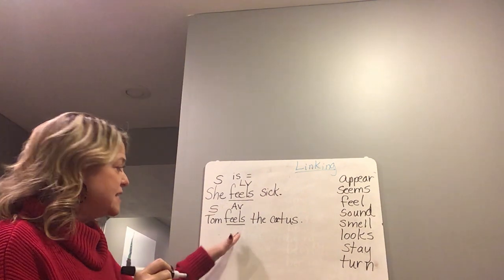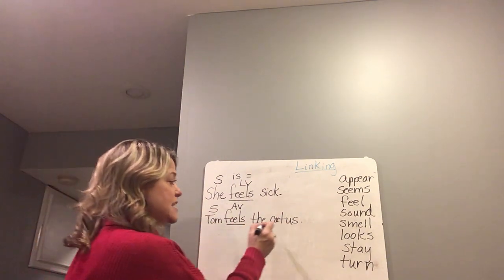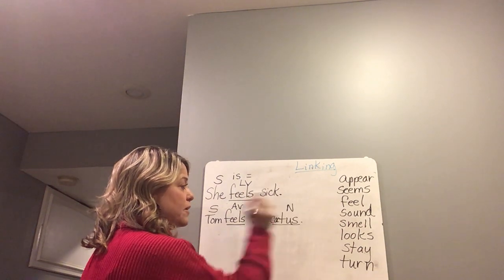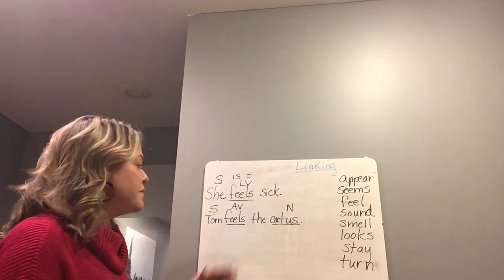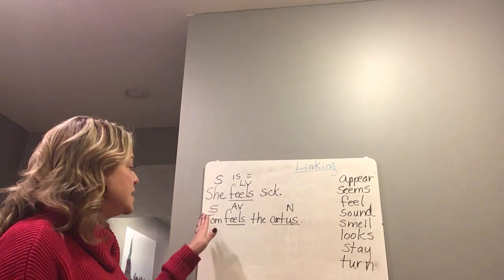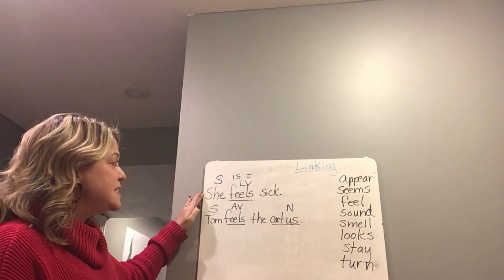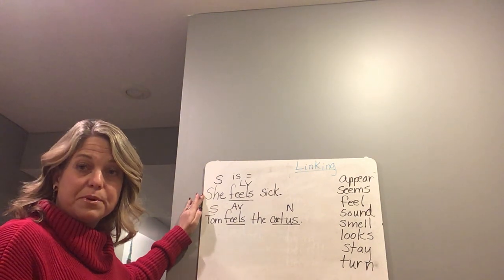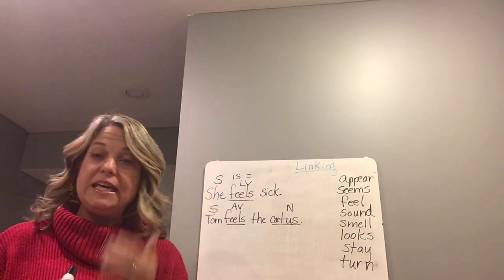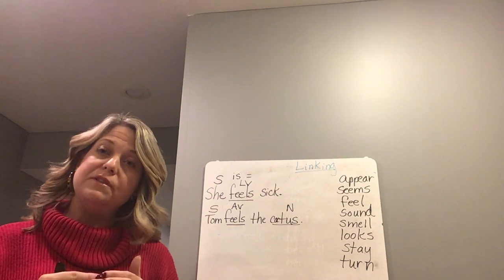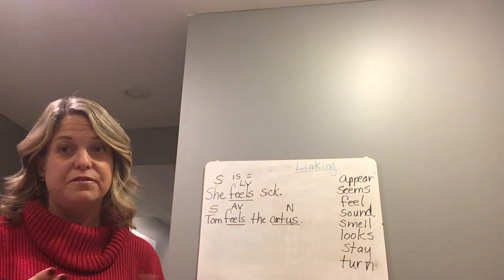And in this case, Tom feels what? He feels the cactus. So cactus is another noun. And we're going to find out what noun job that is next chapter. But for now, we're just going to call it a noun. So in this sentence, feels is an action verb. In this sentence, feels is a linking verb. When you run this test by trying to replace the verb with is or an equal sign, you will always be able to figure out if the verb is a linking verb or an action verb.